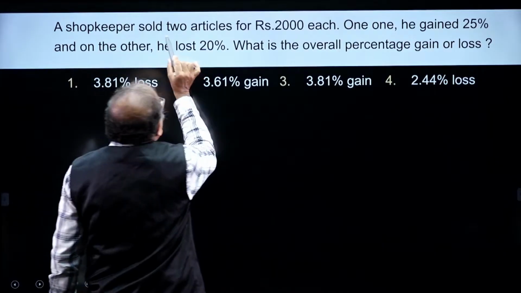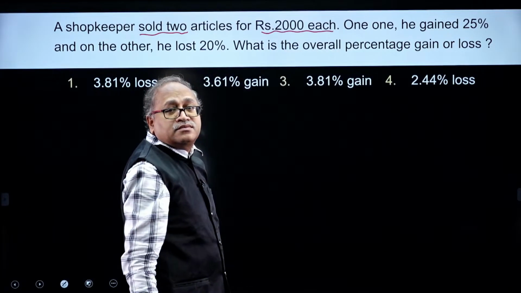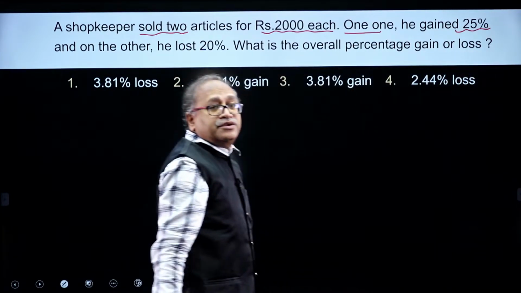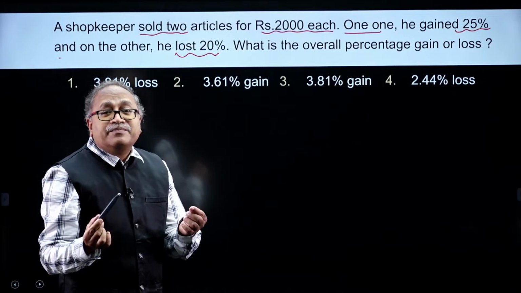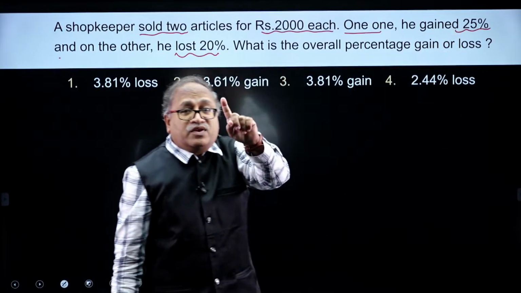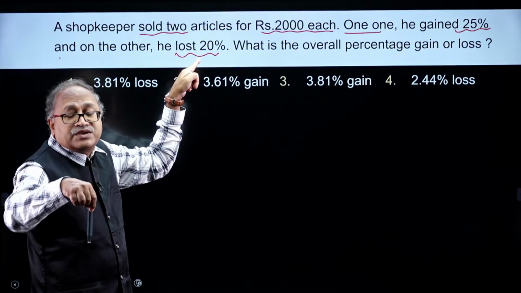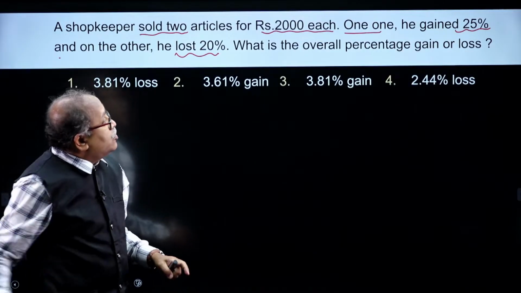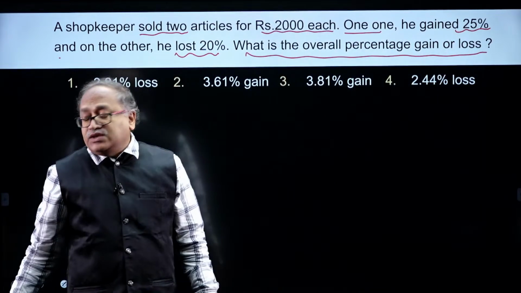Here, a shopkeeper sold two articles for rupees 2000 each. Up to this is okay. In one, he gains 25%, and in another, he loses 20%. It is not 25% for both. In one, he gained 25%, and in another, he lost 20%. It does not match with this formula. Okay. Now, move on. What is the overall profit or loss percentage?